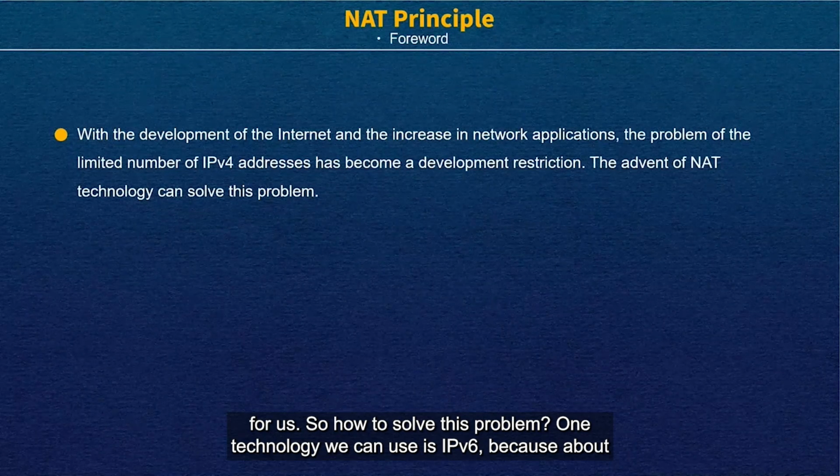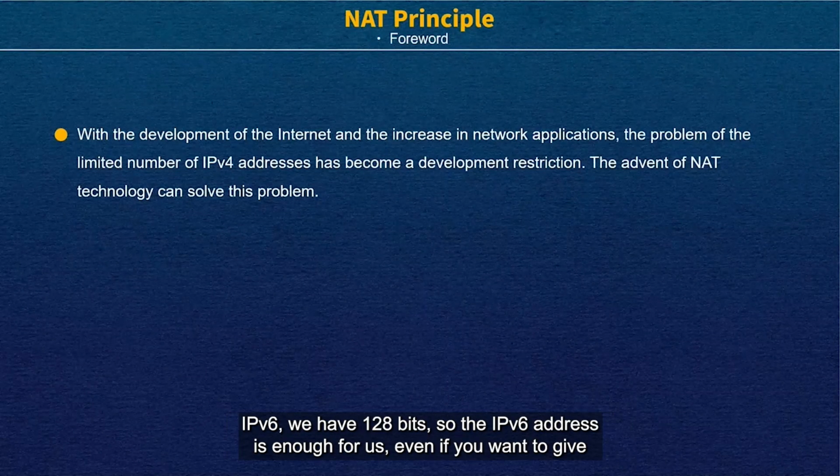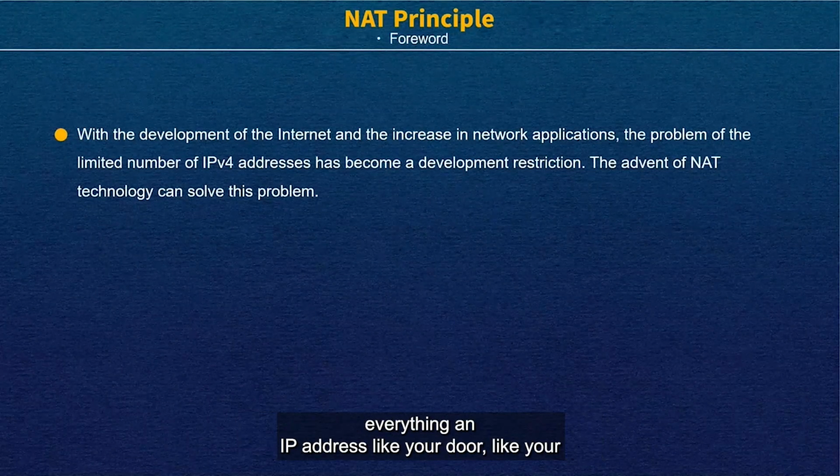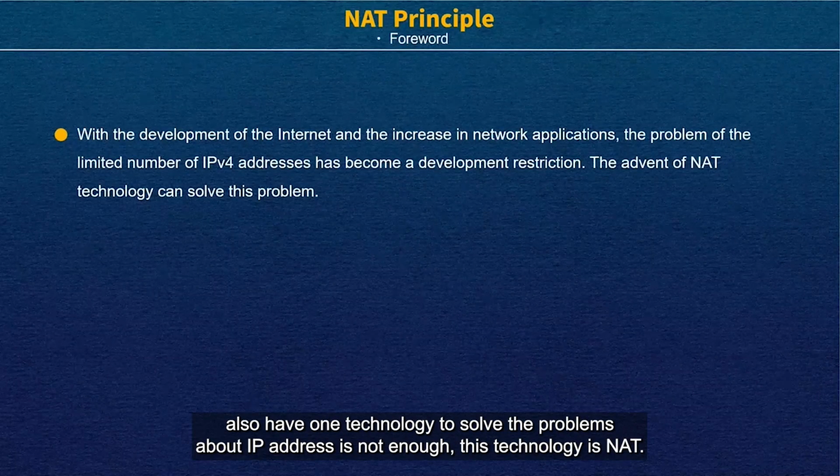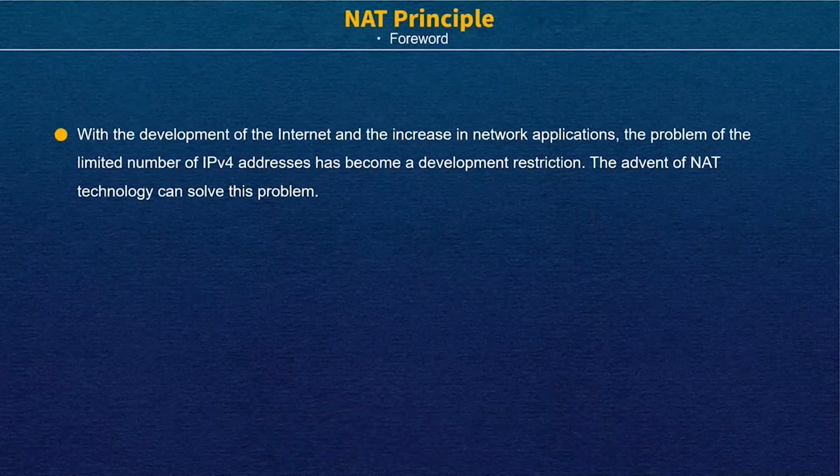One technology we can use is IPv6. Because IPv6 is 128 bits long, so the IPv6 address is enough for us. Also, if you want to give everything one IP address, like your door, or your air conditioner, all of them can get an IPv6 address. But before we use IPv6, we also have one technology to solve the problem that the IP address is not enough. This technology is NAT.